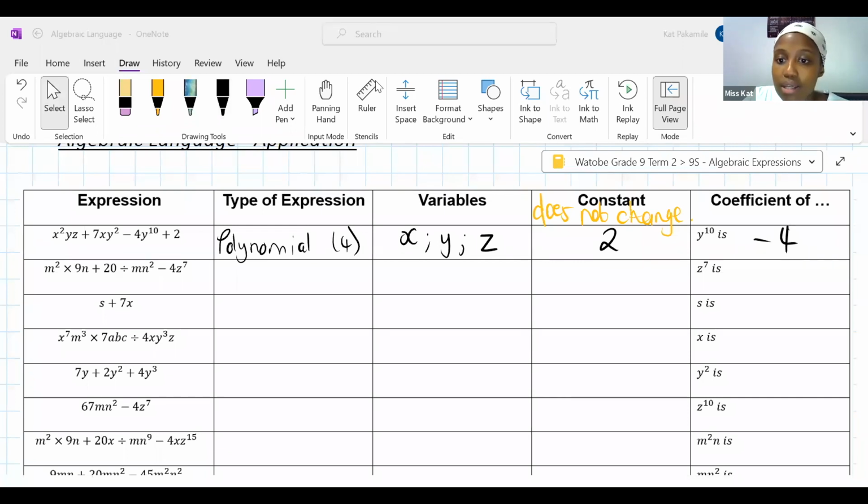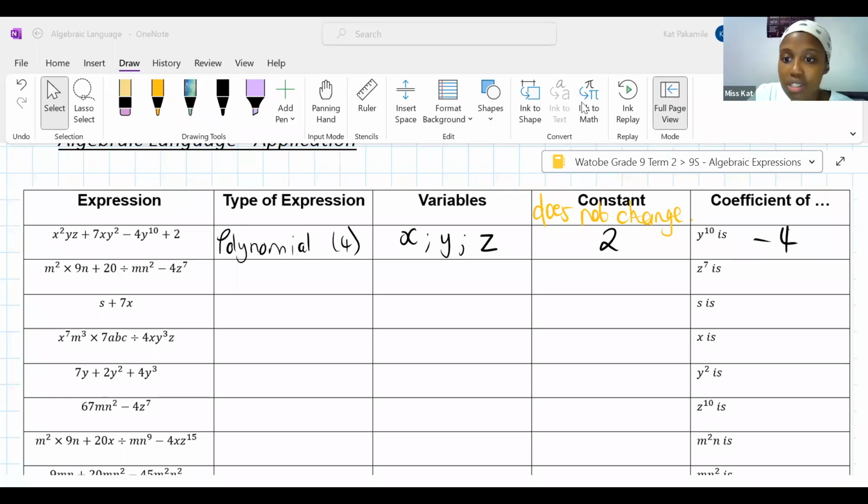Let's see who's next. Tavi saying, give me 2 seconds. Sorry about that. Tavi saying, are you ready? Yes, ma'am.